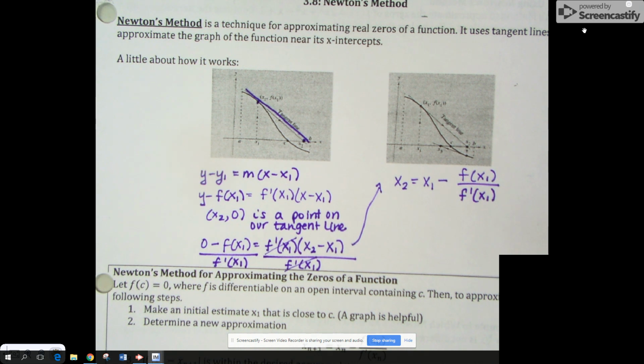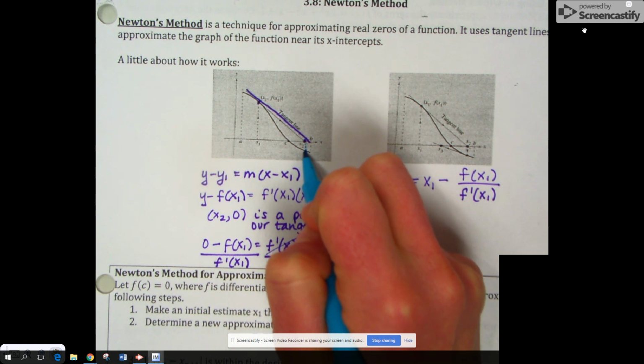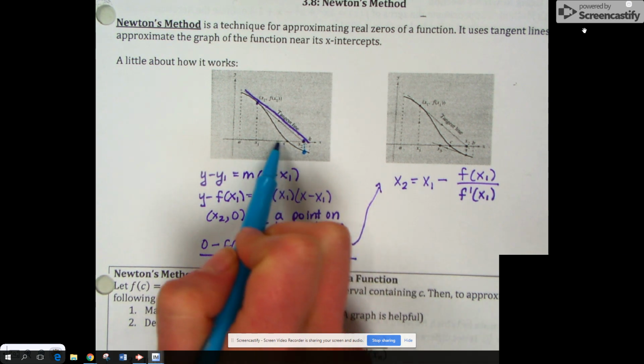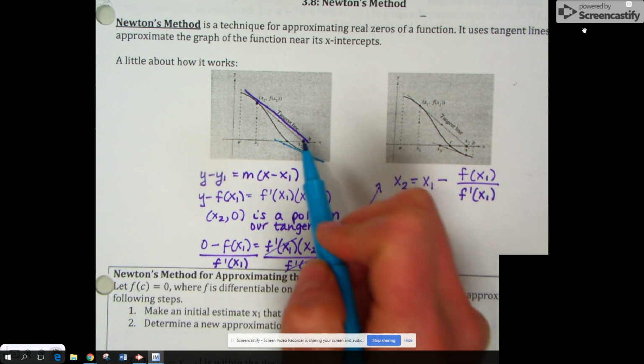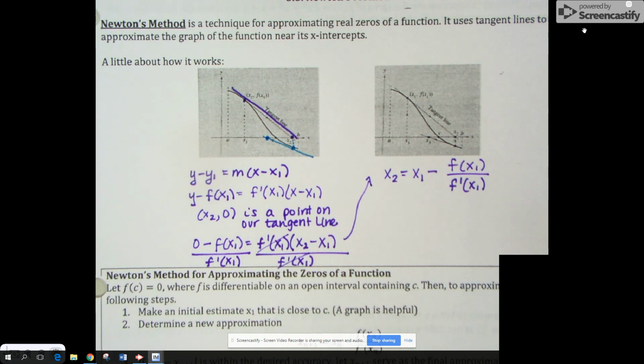What Newton's method does is it says to make this an iterative process. So what I can do, let me grab a different color here, is say, okay, well, now let's take x2 and find its value on my curve. And I can construct another tangent line and do this process again. And so what's going to happen is that the x-intercept for that tangent line is even closer to the x-intercept of the curve.